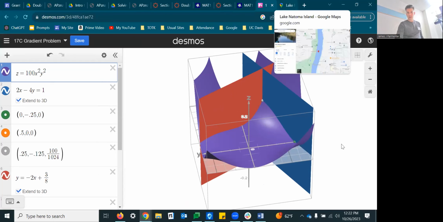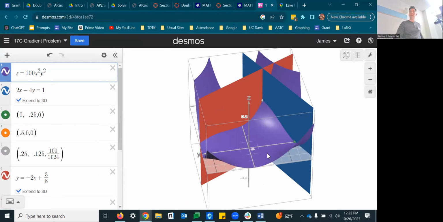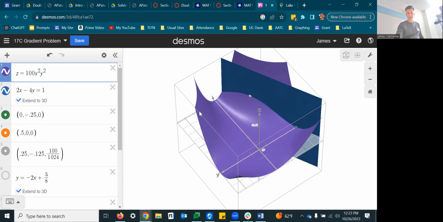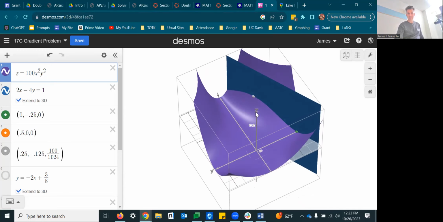I will point out that the purple surface is the surface that we're trying to maximize or minimize. I made it 100x squared y squared just to be able to see things. And my constraint was 2x minus 4y equal to 1 instead of 2x minus 7y equal to 5. Similar idea though, that's in blue. So there's our constraint, and here are our 3 critical points. X is 0, y is something, y is 0, x is something, and then the one that's kind of the weird one here. Let me turn this off for a second. We can see that weird one right there, the gray one.